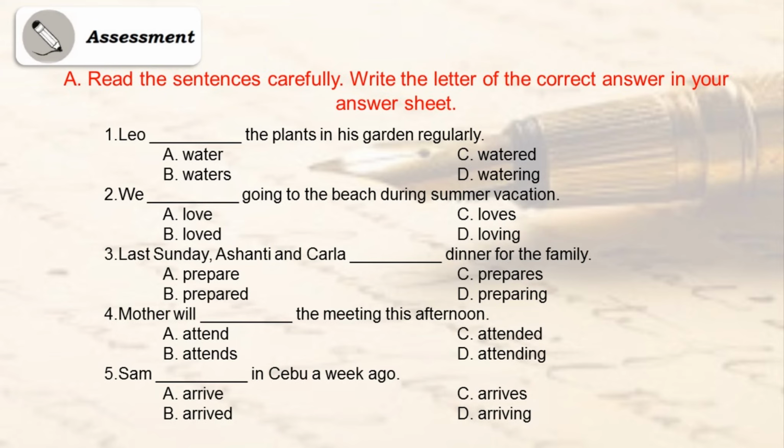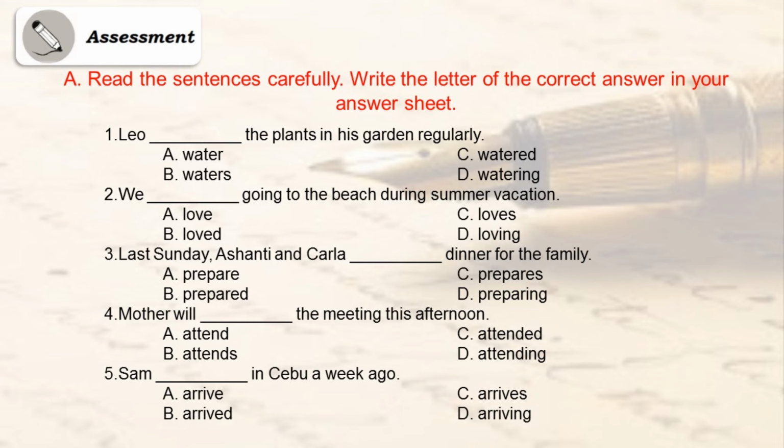A. Love. B. Loved. C. Loves. D. Loving. 3. Last Sunday, Ashanti and Carla blank dinner for the family. A. Prepare. B. Prepared. C. Prepares. D. Preparing. 4. Mother will blank the meeting this afternoon.